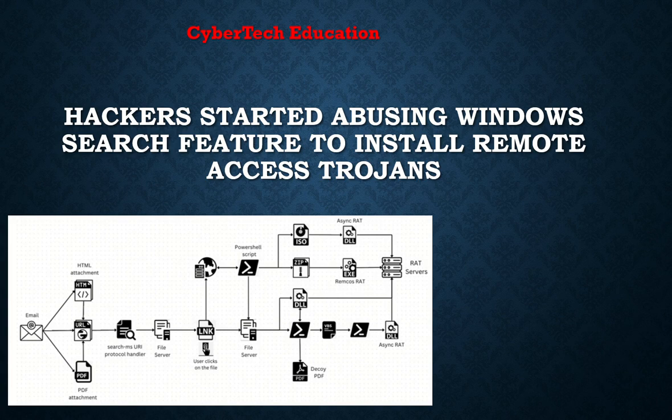I welcome you all to this session regarding how hackers start abusing the Windows search feature to install a remote access Trojan. What actually is it, and how does the attack scenario come about? It usually comes with the abuse of the Windows search option, because whenever we search for any Windows option in our properties, or in the settings features, it becomes a threat.